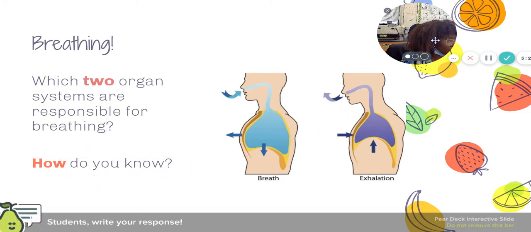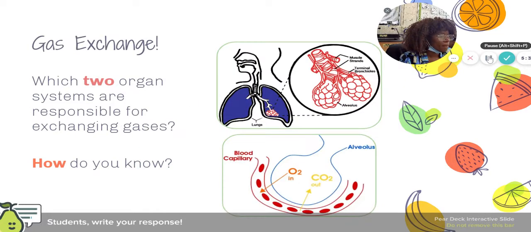Obviously, it's respiratory, but how? What is it actually doing for you? Then we have gas exchange example. Which two organ systems are responsible for exchanging gases, and how do you know? Hint, hint. I've given you two pictures. There's two systems you've got to talk about.